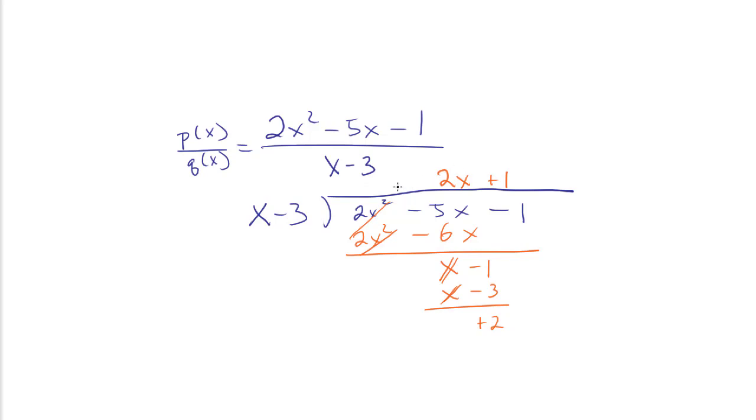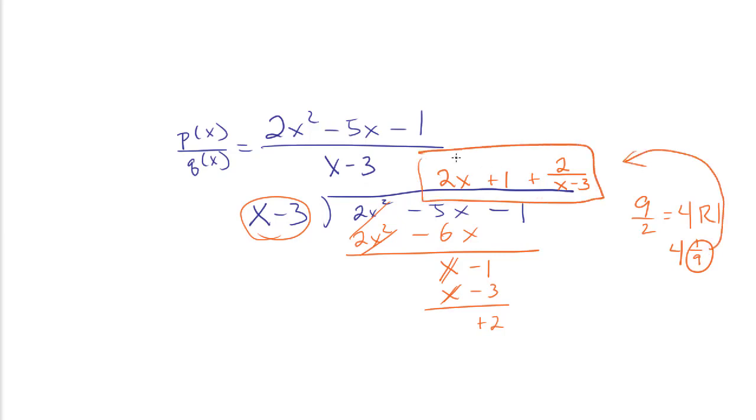So x minus 3 divides into p of x, giving us 2x plus 1 plus a remainder of 2. And that remainder of 2 gets expressed as a fraction over the divisor. That is over x minus 3 in the denominator. Just like if I divided 9 by 2, I could write that as 4 remainder 1, or in fraction form, 4 and 1/9. This is exactly analogous to what I'm doing up here. And that would be the answer of the long division.